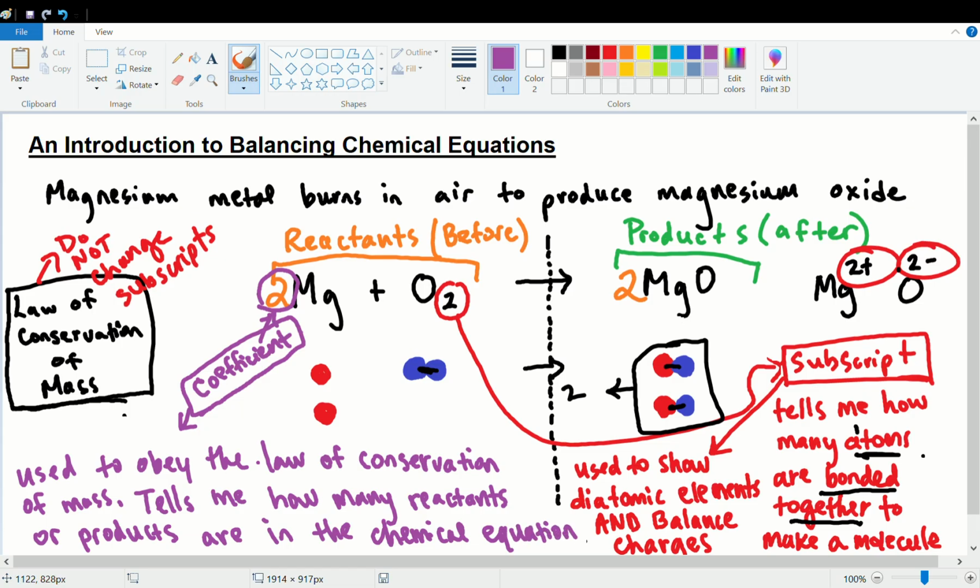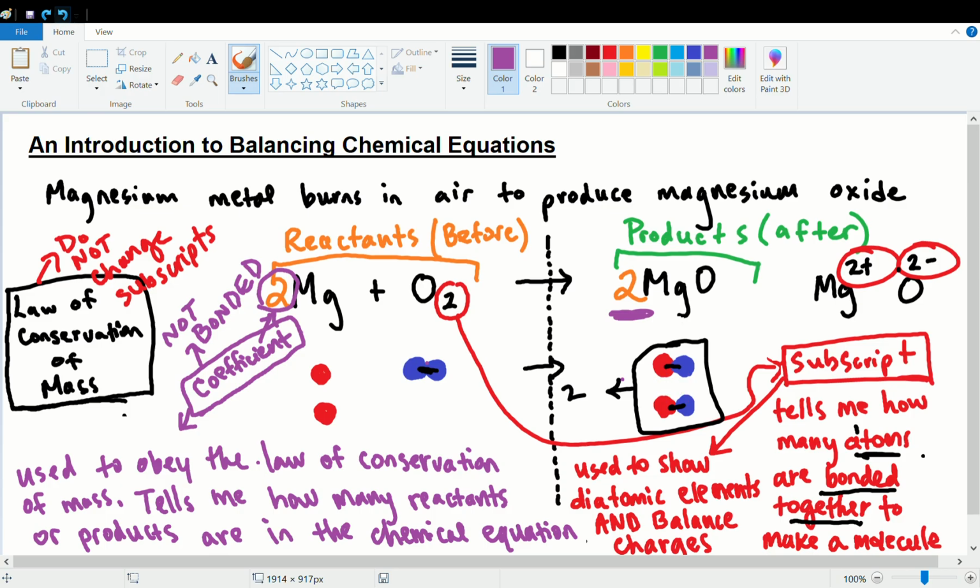And the key idea about the coefficient is that these things are not bonded together. They are not bonded. So you notice that this 2 here means I have 2 separate magnesiums. These magnesiums are not bonded together. So I'm going to take that away. They are separate. In the same way that I put a 2 out front here, that means that these things are not bonded together. Okay? They are two separate things.